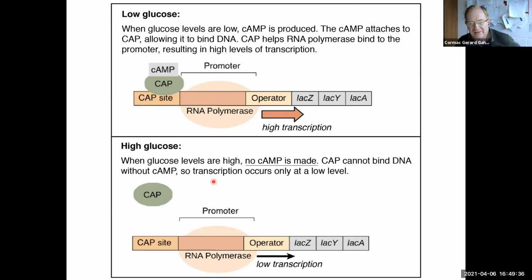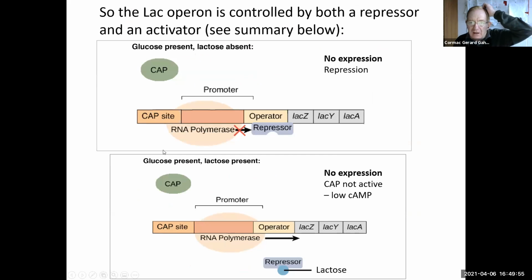In high glucose, no cyclic AMP is made. CAP cannot bind to the DNA, so transcription occurs only at a very low level. You don't get very much present. So it's really inhibiting the LAC operon. So that's at high glucose. So what happens when we bring lactose into the equation? If glucose is present and lactose is absent, sorry about all the complications. Glucose is present, and lactose is absent, so the repressor is bound.